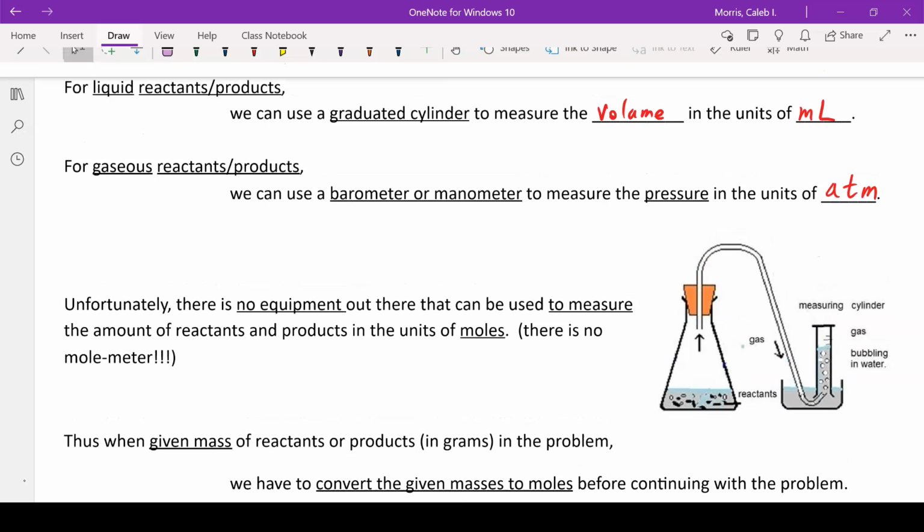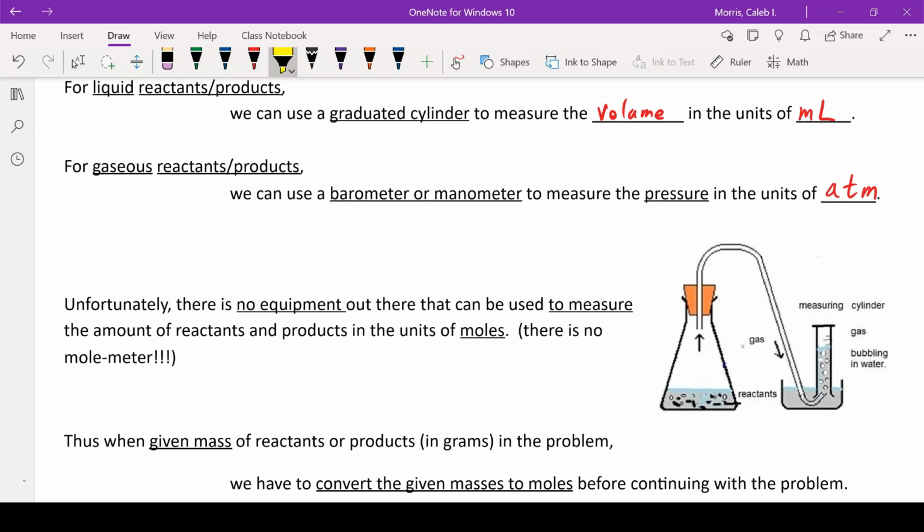Unfortunately, there's not a piece of equipment that exists that can be used to measure the amount of reactants and products in units of moles. We can't measure moles. There's no mole meter. So because there's no mole meter, we need to be really good at conversion. So that's where the molar mass comes in very, very handy.